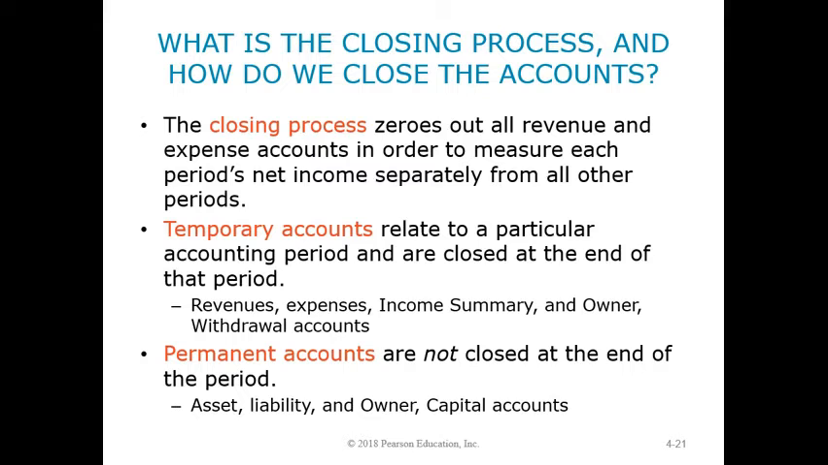We call our revenue and expense accounts temporary accounts, along with our income summary account and our owner withdrawals accounts. We need to close all of our temporary accounts to permanent accounts. And the permanent accounts that we have indicated here are all of our asset accounts, our liability accounts, and our owner capital accounts. So note that all of our permanent accounts will show up on our balance sheet, and all of our temporary accounts show up on our income statement and our statement of owner's equity.